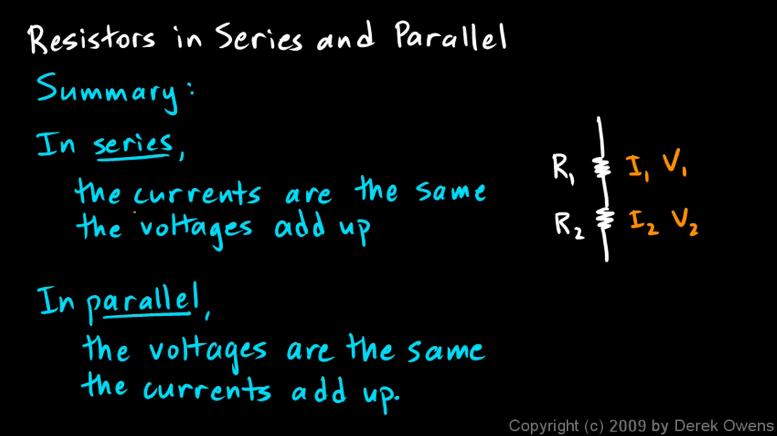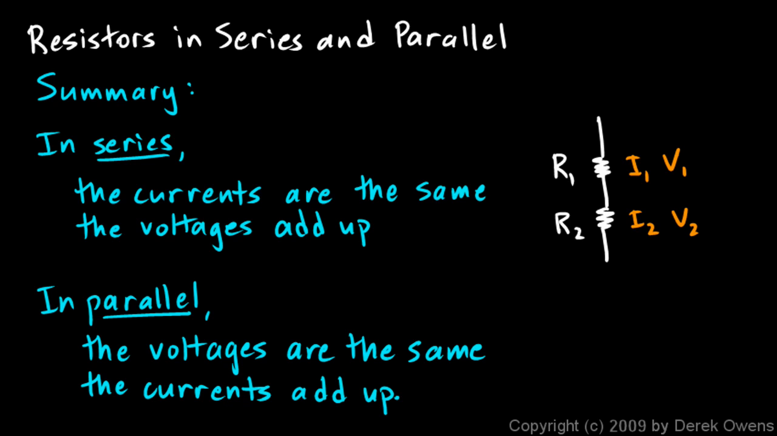What we're saying when we say the currents are the same, we're saying that I1 has to equal I2. Every electron that goes through one resistor has to go through the next one as well because there's only one path. And the voltages add up. That means that the voltage V1 plus the voltage V2 adds up to the total voltage. So if we took this pair of resistors as a whole and called the voltage V, then V would equal V1 plus V2.